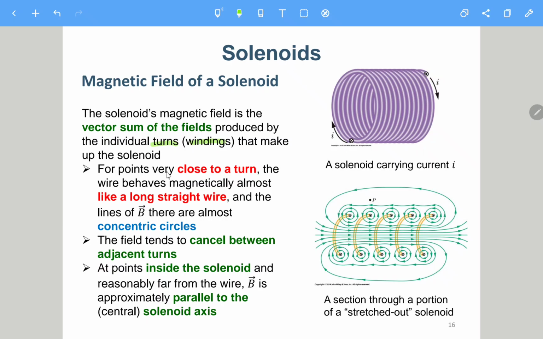For points very close to a turn, the wire behaves magnetically almost like a long straight wire, and the B field lines there are almost concentric circles. So this is the first case.